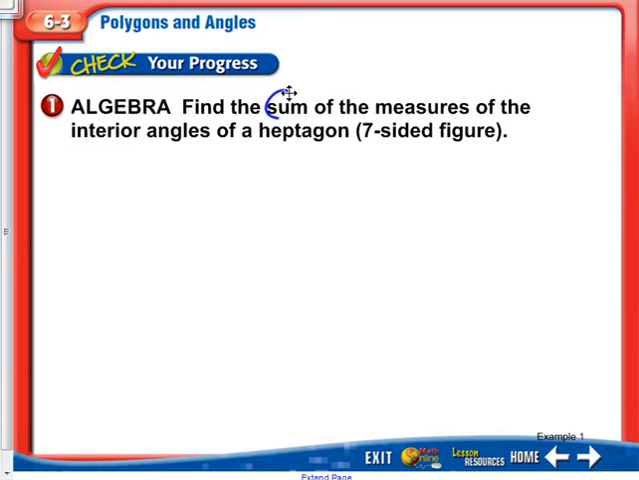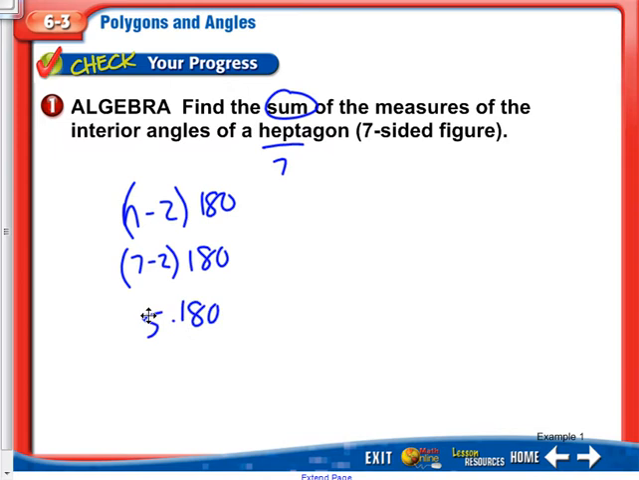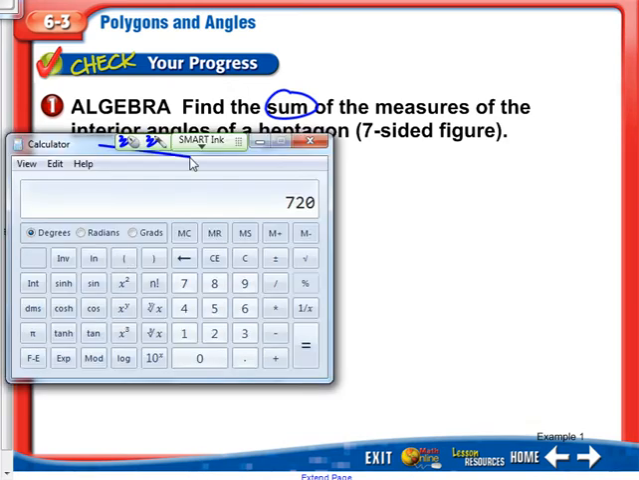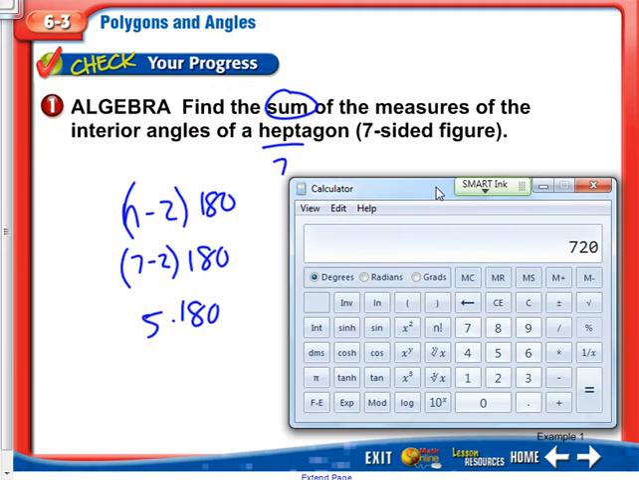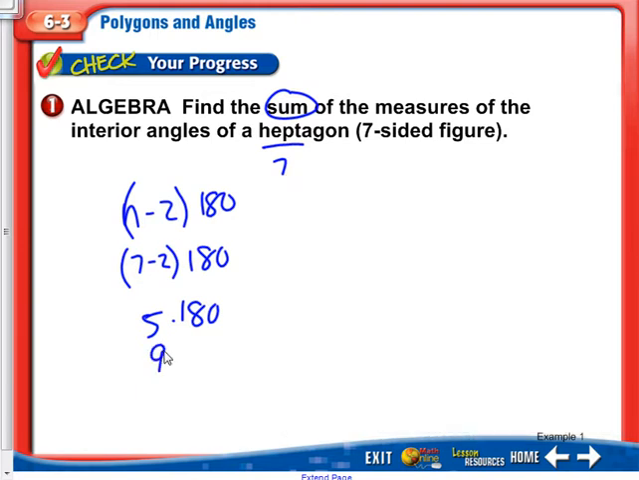Find the sum, again we're looking for the sum, the total, of the measures of the interior angles of a heptagon. So again, hepta means 7, and I wrote that there for you. So again, n minus 2 times 180, and then if we do 7 minus 2 times 180, that'd be 5 times 180. We jump onto the calculator here. All right, let's try those again. 5 times 180, we'll get 900 degrees. If we add up all of the interior angles of a heptagon, a 7-sided figure, that total would equal 900 degrees.